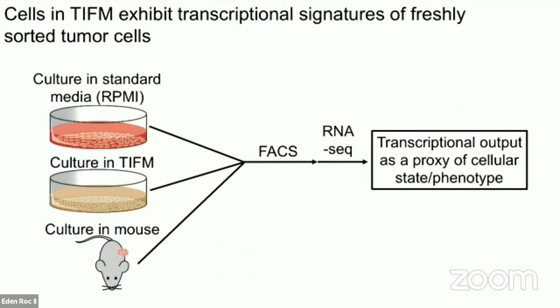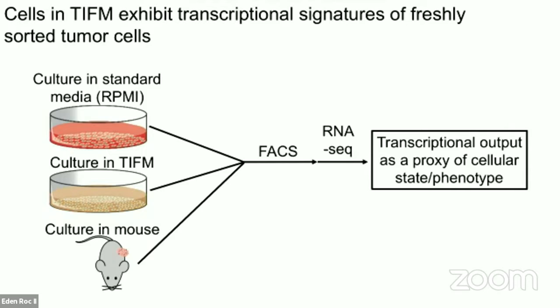All right, so Juan and Lindsay didn't want to stop there and just have a system that felt more physiological. They wanted to go a little bit more in depth and actually ask, can we prove to ourselves, demonstrate that the cells are behaving more in vivo-like in this system? And so what Juan and Lindsay did was they took KPC cells and cultured them in standard conditions, the typical model, our TIFM model, or orthotopically transplanted them into a mouse and allowed a tumor to form. They then re-isolated the cells by flow cytometry and then performed RNA-seq on the cells.